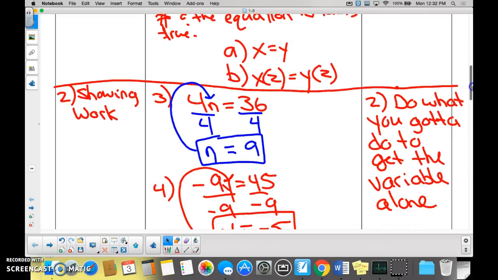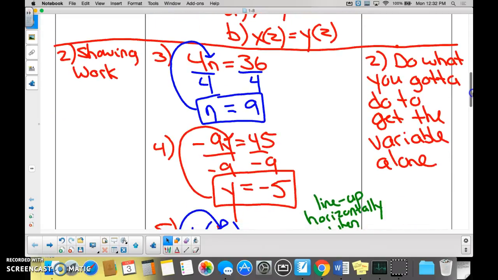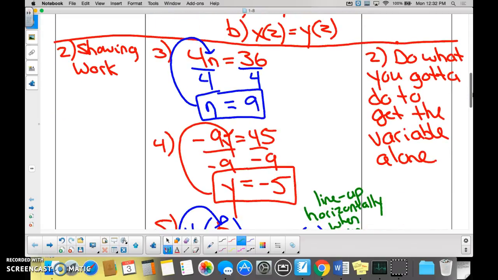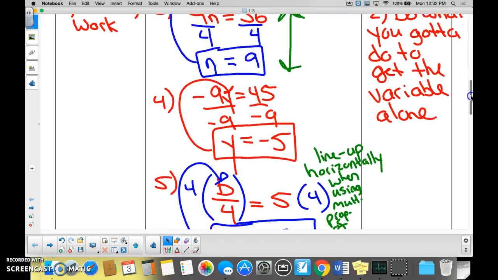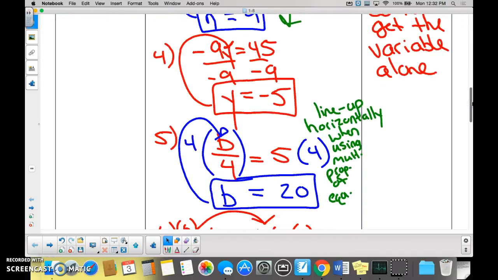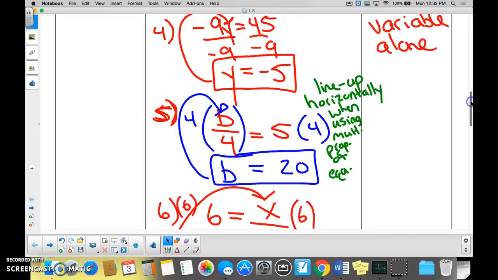All right, showing work vertically or horizontally? Which way, guys? We're showing our work vertically. The only exception to the rule when showing your work vertically would be when you are doing a problem like number 5 here. In this situation, we have b divided by 4. And to show our work vertically would be kind of silly, I think, because I'm going to rewrite this problem. b over 4 equals 5.